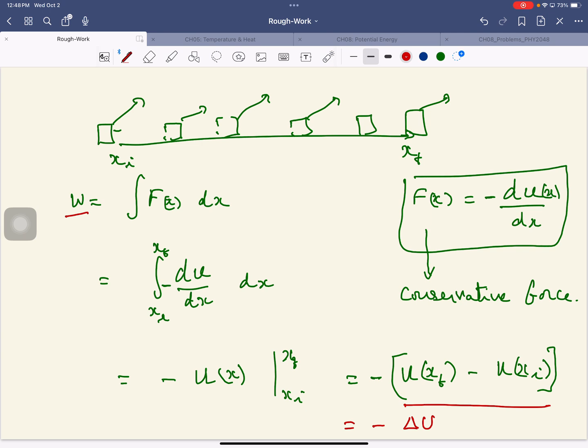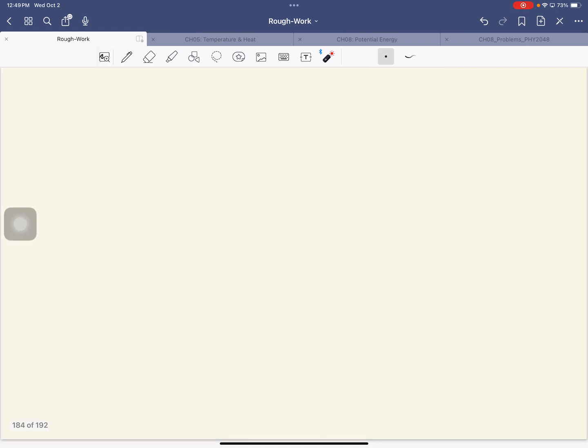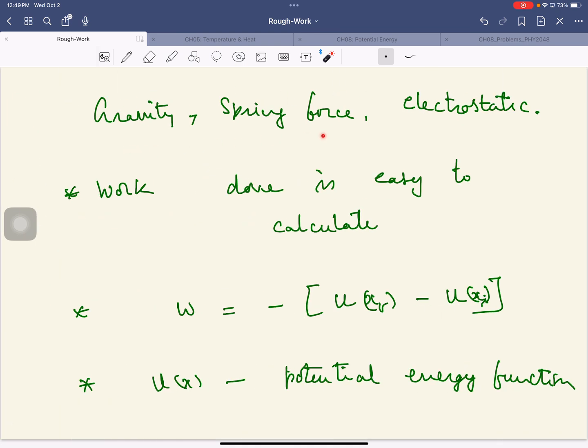The change in anything is the value of that thing at the final point minus the value of that thing at the initial point. The change in your bank balance is your bank balance at the final point minus the bank balance at the initial point, right? So calculating the work done by such forces is very easy. And these guys are called conservative forces. And if a force cannot be written like this, it's a non-conservative force.